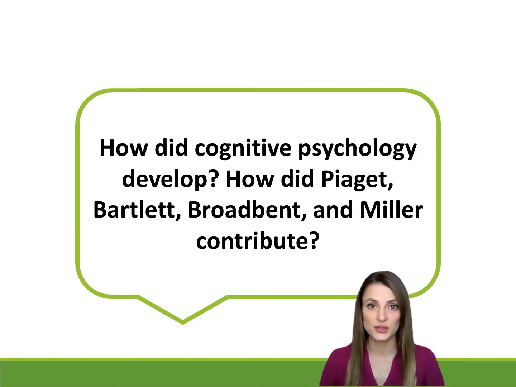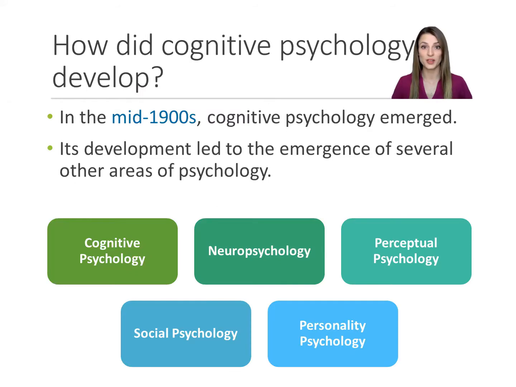Let's start with cognitive psychology, take a look at Jean Piaget and some of the other early cognitive psychologists. We have spent the entire semester learning about psychology in the 1800s, in the early 1900s. Now we're going to look at how psychology developed in the mid-1900s. From cognitive psychology, we get neuropsychology, perceptual psychology, then social and personality psychology.